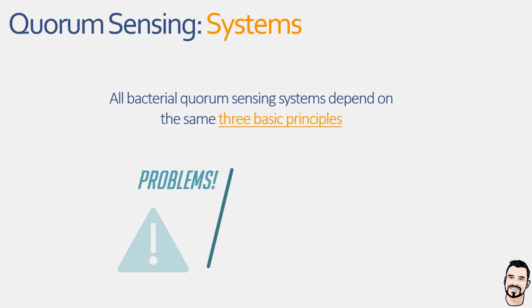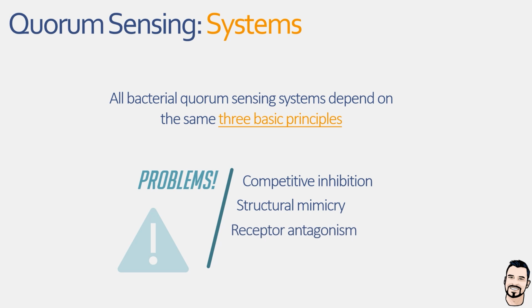The first revolves around competitive inhibition, structural mimicry, and receptor antagonism. This is essentially where autoinducers from different species or strains compete for the same cell surface receptor. In some cases, an autoinducer might bind to a receptor of a different species or strain, but fail to induce the necessary conformational change for the signal transduction to occur. This effectively blocks the correct autoinducer from binding and triggering its intended response, preventing proper quorum sensing activation.